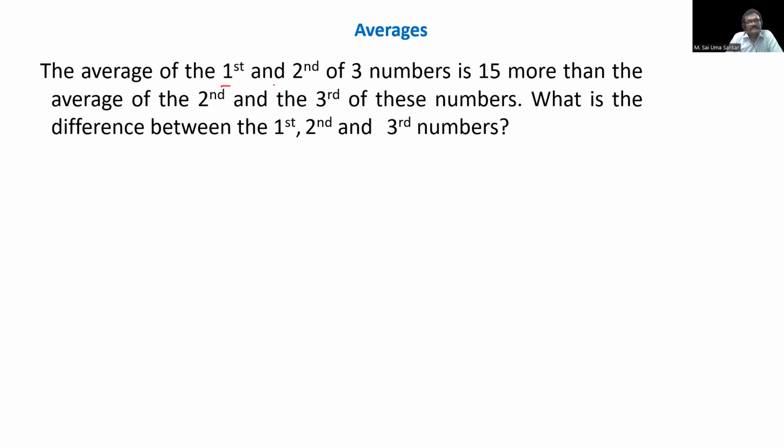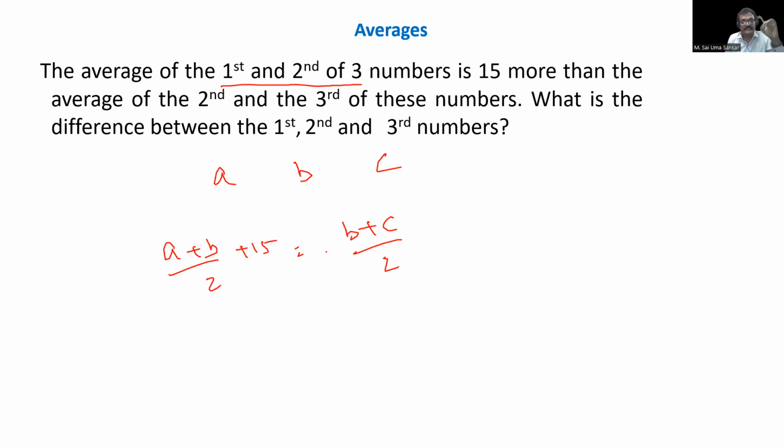The average of first and second of 3 numbers. Let us take A, B and C. The average is A plus B by 2. Next, the average of the second and third number is B plus C by 2. Now what is the relation? The average of first and second of 3 numbers is 15 more than the average of second and third of these numbers. What is the difference between first, second and third numbers?